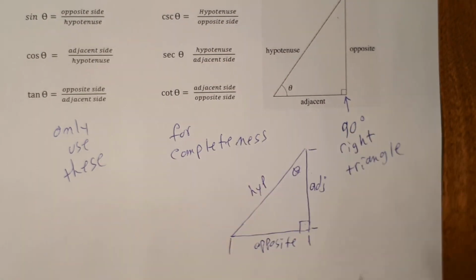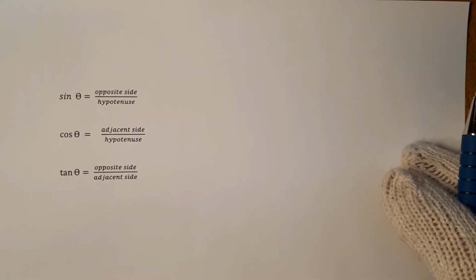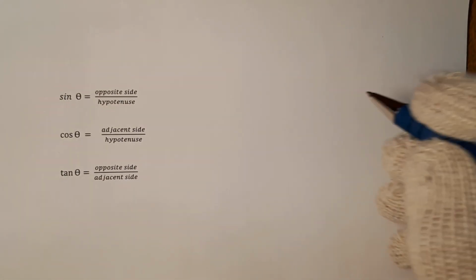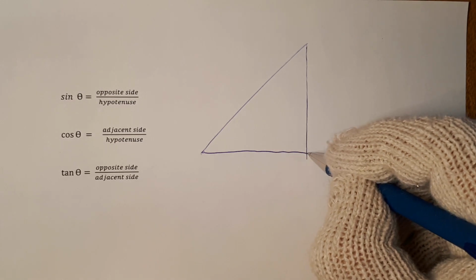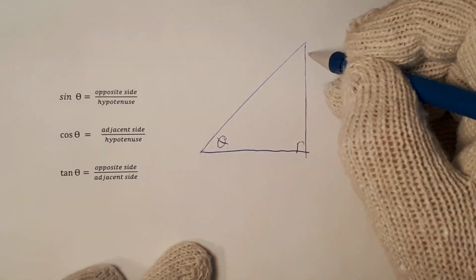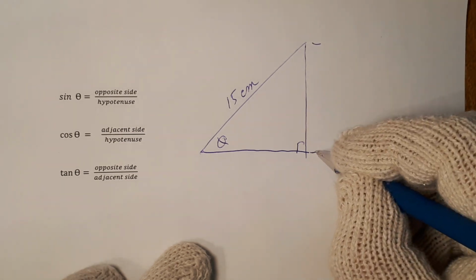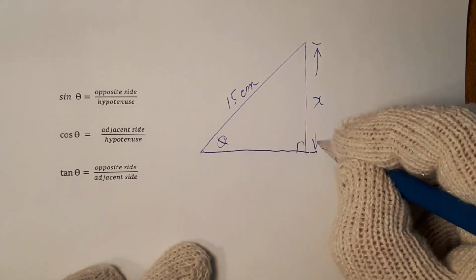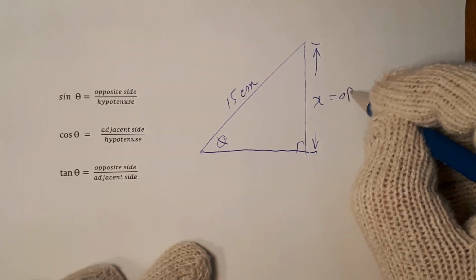Let's do some word problems regarding sine, cosine, and tan. Consider this right angle triangle. I'm going to put theta there. I'm going to give this length, the hypotenuse, a dimension, 15 centimeters. And we want to find this length. And that length happens to be opposite the angle theta, so it's actually going to be the opposite.